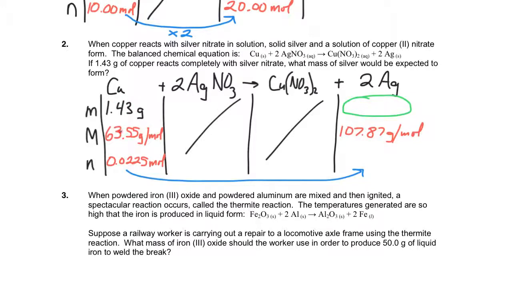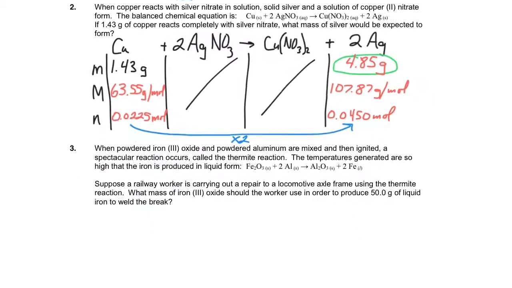So mass divided by molar mass gets me number of moles. I have 0.0225 moles of copper. Look at the coefficients. For every 1 mole of copper, there are 2 moles of silver. So I'm going to take my moles of copper and multiply by 2 to get the moles of silver. So I have 0.0450 moles of silver expected to be formed. Number of moles multiplied by the molar mass will get me the mass. So we can expect 4.85 grams of silver to be produced in this reaction.